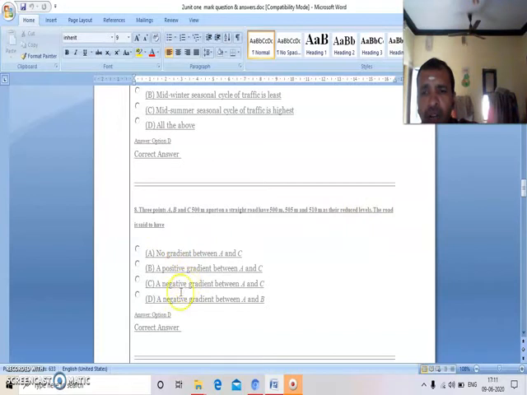Okay. Now we have to go for the next one. Selection of the route of a highway depends on feasibility of attaining ruling gradient, avoidance of cut or fill, minimum number of bridges, all the above. Feasibility of attaining ruling gradient.